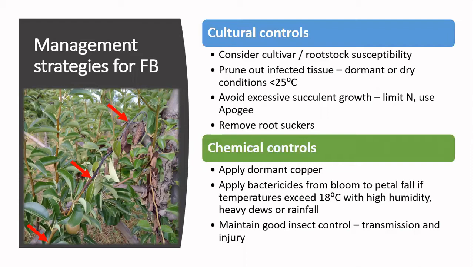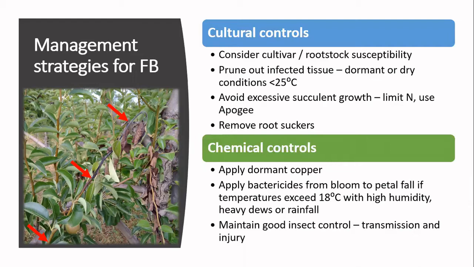Another way to help control fire blight spread within the orchard is to avoid excessive succulent growth. They love that succulent tissue. The bacteria spreads faster in active growth. So limit the use of nitrogen, as well as consider the use of Apogee to help prevent that extended shoot growth.